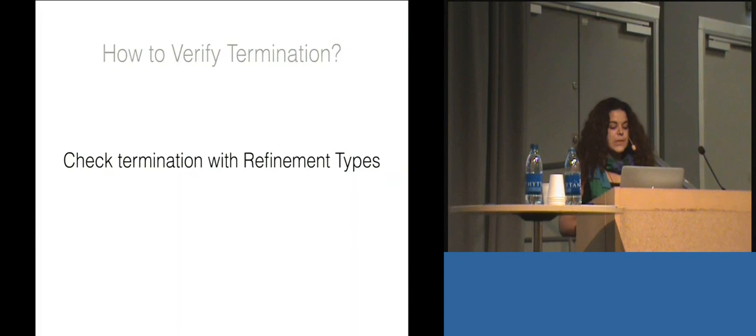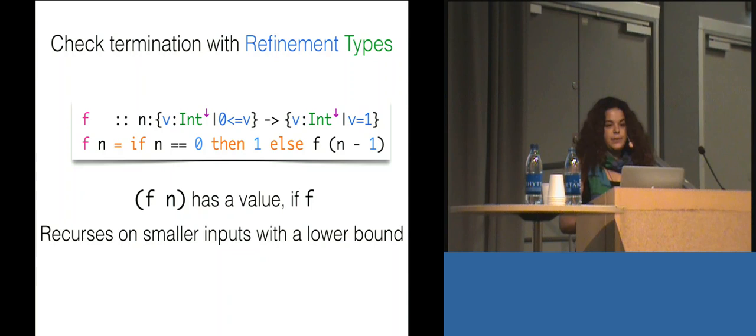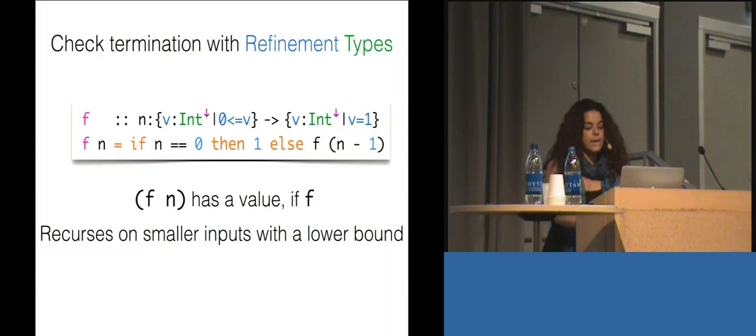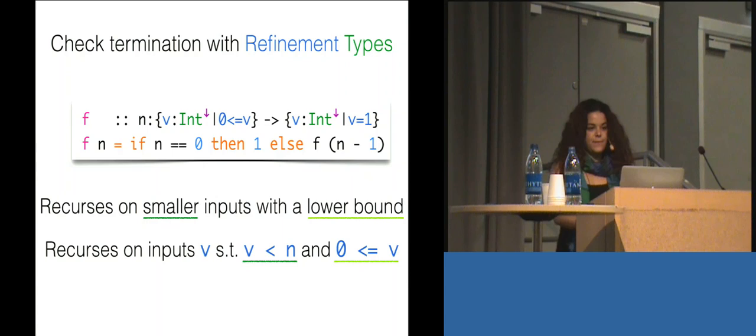As an example here, we have a recursive function f that either returns 1 or recursively calls itself, and we would like to verify that the result type is okay, so that the label of the result type is okay, which means that we need to verify that f actually terminates, or that f of n always has a value. To do so, we just need to check that f recurses only on smaller inputs that have a lower bound. So we can just check that f only calls values v, such that v is less than f's actual argument n, and v has a lower bound, say it is always greater than or equal to 0.